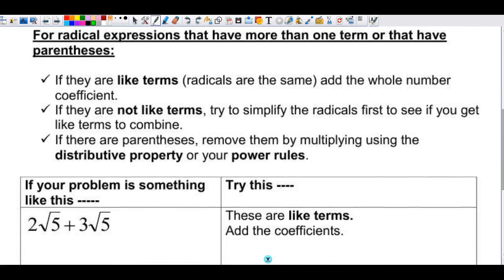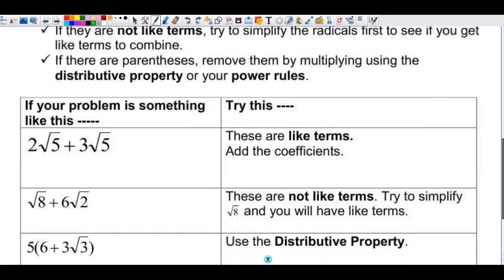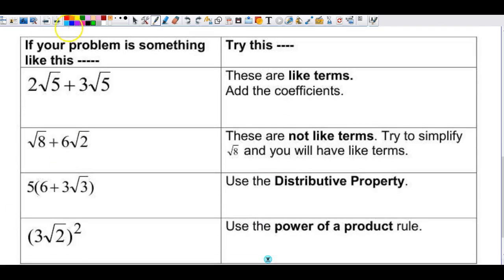Okay, so now we're talking about more than one term. So if we have more than one term or have parentheses, if they are like terms, radicals are the same, and a whole number coefficient. They are not like terms, try to simplify the radicals to see if you can. And if there are parentheses, remove them by multiplying using the distributive property or your power rules. All right, so this is something that we had talked about on our other notes, but again, this kind of is a comprehensive set of everything.